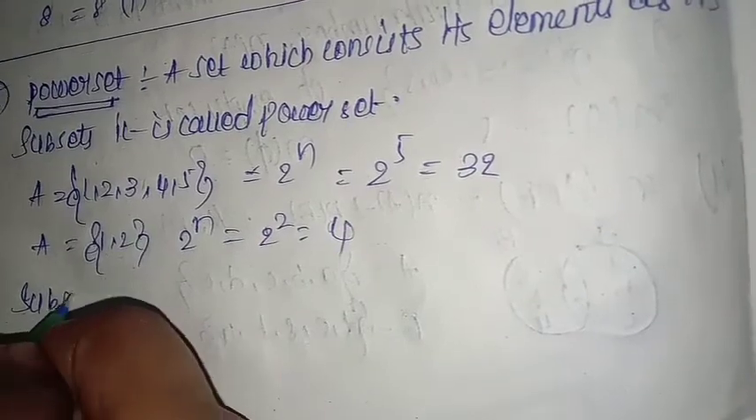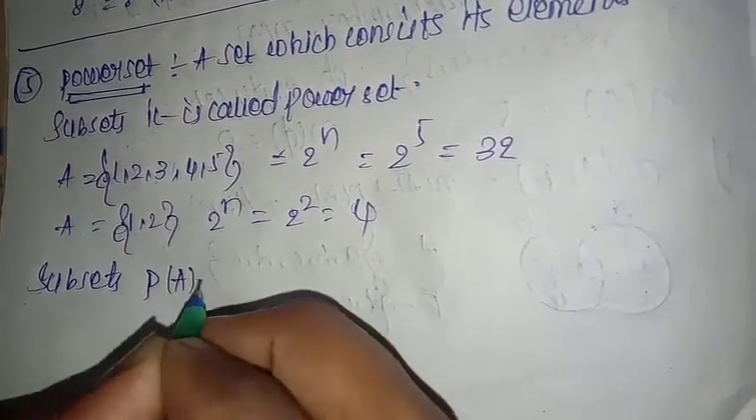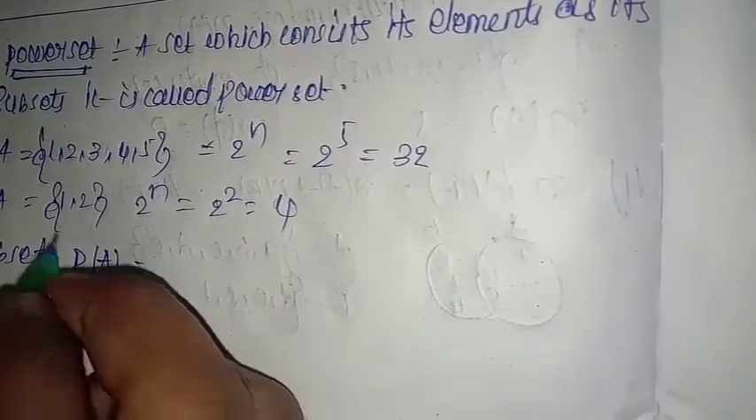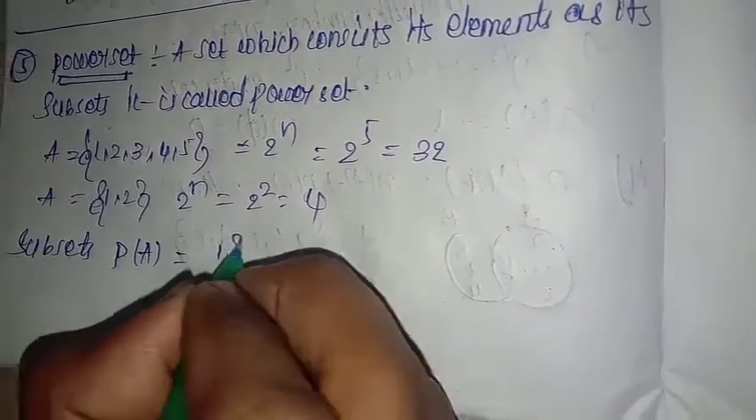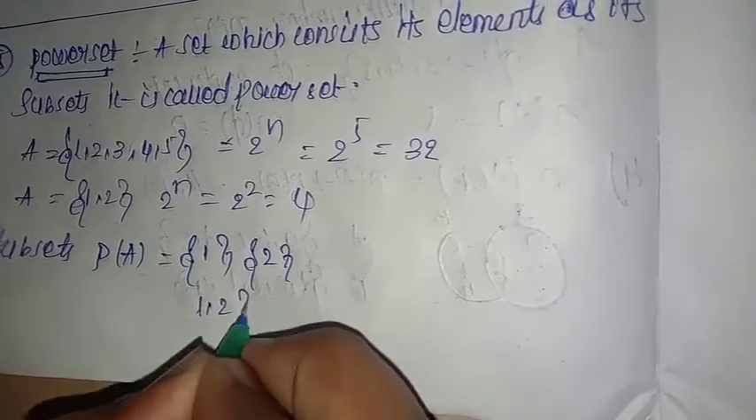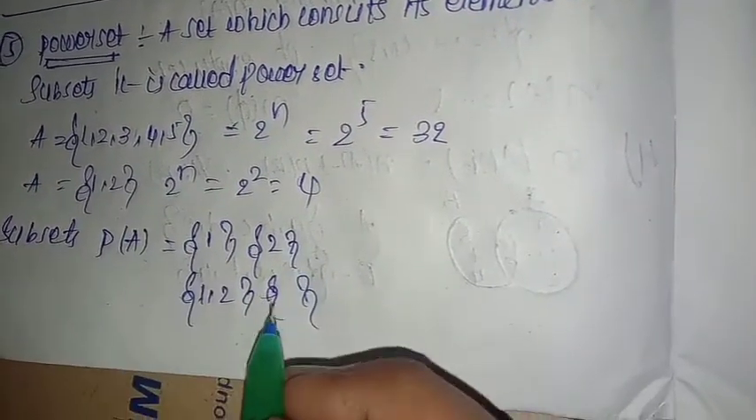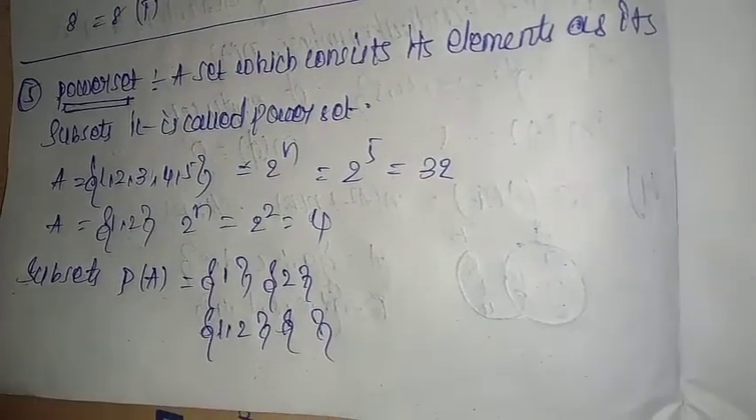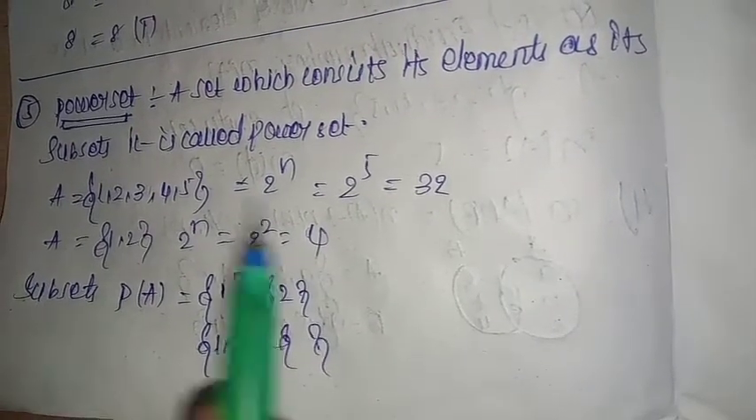So we will write this. The power set of A is denoted by P of A. First, 1 will be a subset, and 2 will be a subset, and 1, 2. Every set is a subset of itself, and the empty set is a subset of every set. So we got 4 subsets here. So this is what is meant by power sets.